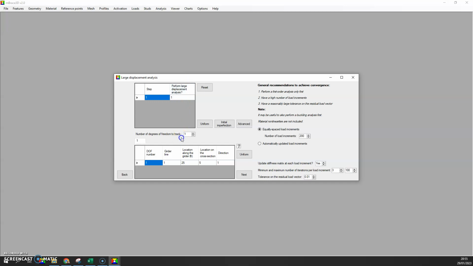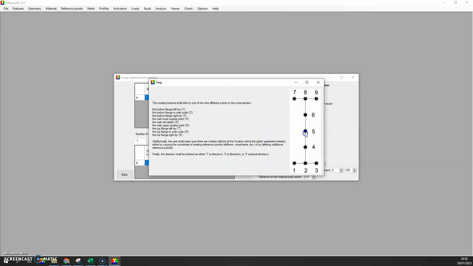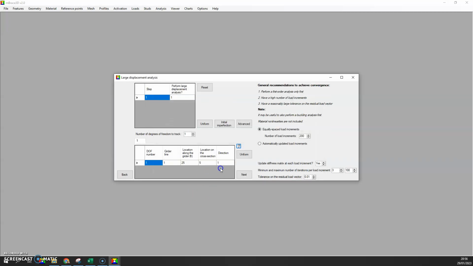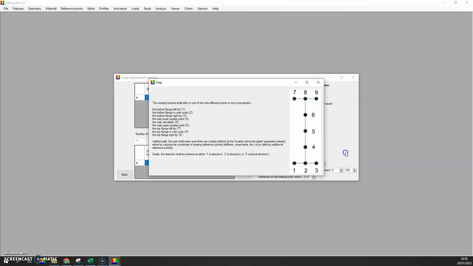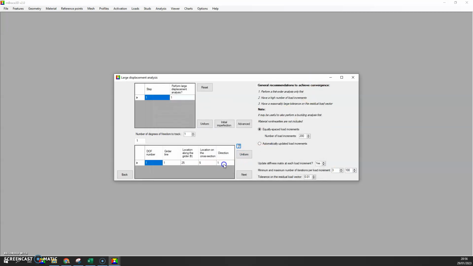We are tracking 1 degree of freedom at midspan here at 25 feet. Location on the cross section is node number 5, so that's the central node here. And direction 1, so that's really the transverse direction or x direction. And the idea here is we want to capture the out of plane displacements at this node.